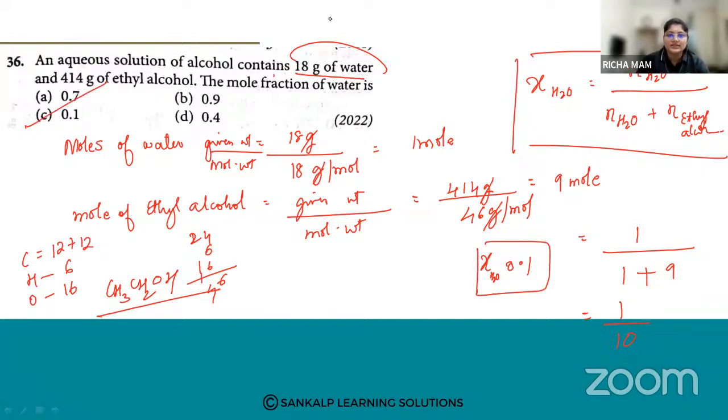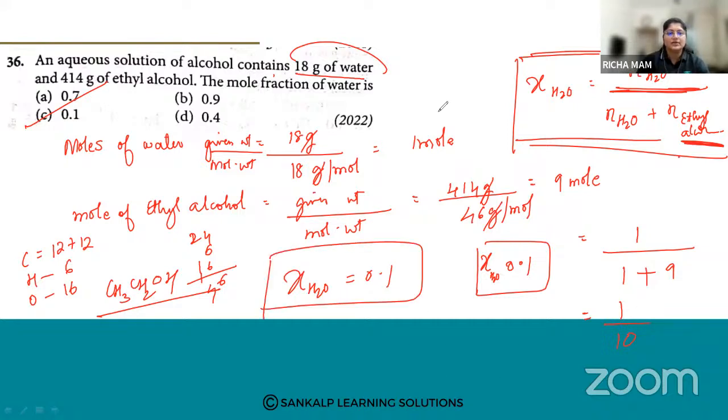Are you getting? Yes. Very good. So Lubna, Sri Varuni, Janvi, yes, very good. Okay, I hope this is clear. So whenever mole fraction is asked, you need to know first the number of moles. So number of moles of water, then number of moles of ethyl alcohol, then we substitute in the mole fraction formula and we get the mole fraction of water, that is 0.1. Okay, is it clear? Okay, let us go for the next one.